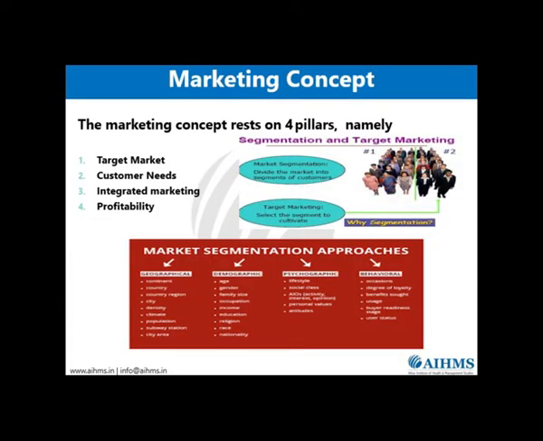When you talk about marketing, it rests on four pillars. What are those four pillars? Number one is your target market. Like I said, the product or the services cannot be for everybody. There are some services, for example in healthcare, for the elderly population, which are called geriatric services, or there are certain services which are for children, which are called pediatric services.